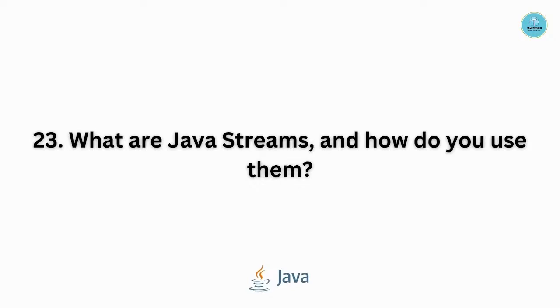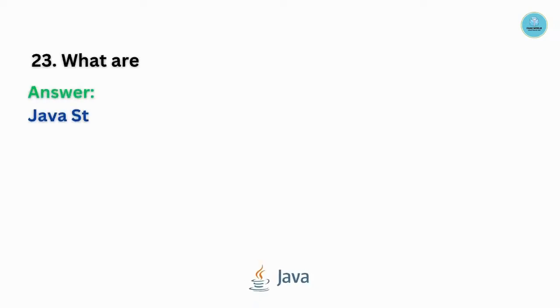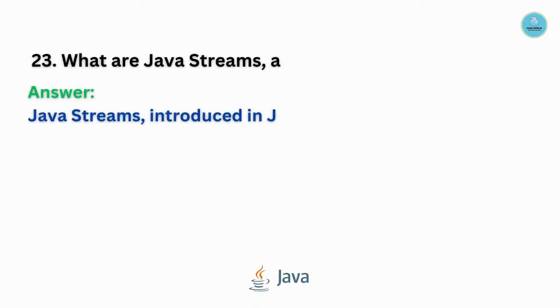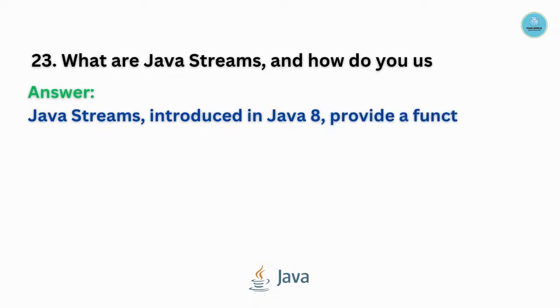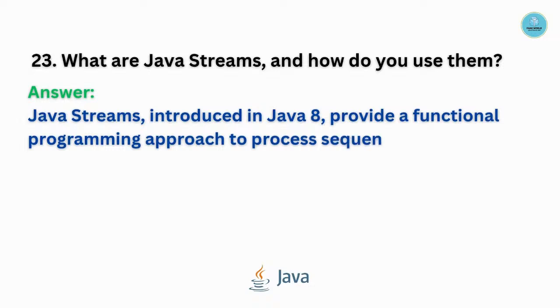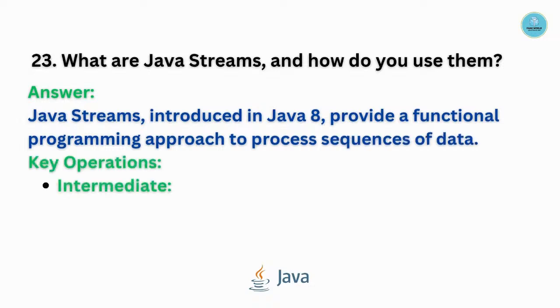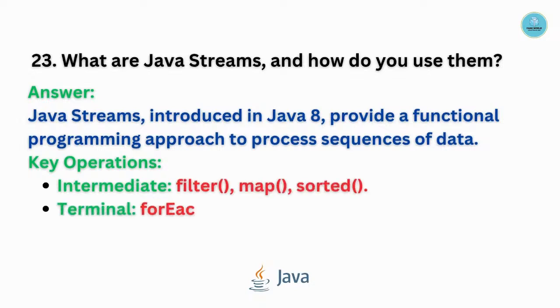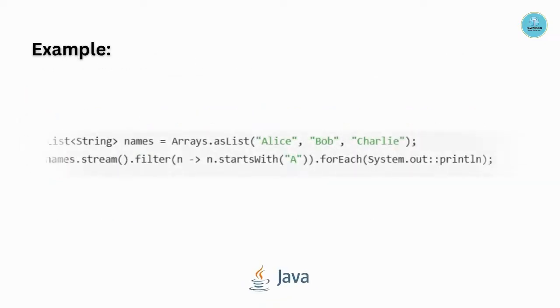Question number 23. What are Java streams and how do you use them? Java streams, introduced in Java 8, provide a functional programming approach to process sequences of data. The key operations are intermediate and terminal. When we talk about intermediate, filter, map, and sorted methods are there, whereas for terminal, forEach, collect, and reduce methods are present. Example is as follows.